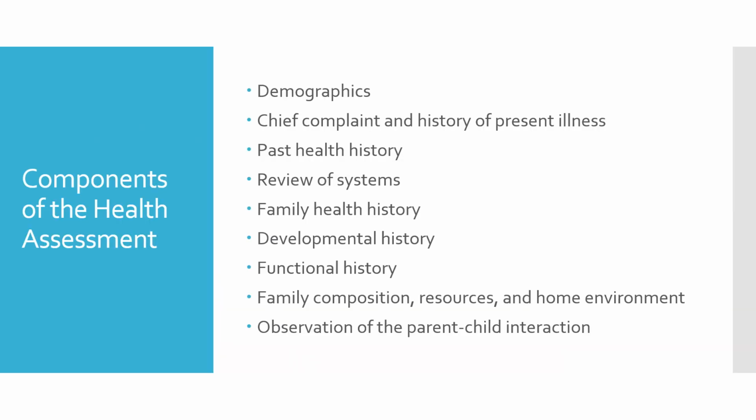As we dive into the health assessment, nurses need to obtain detailed information that can be acquired by asking about the demographics, their chief complaint, past health history, reviewing each of the systems, talking about family health history, developmental history, functional history, and really looking into that family composition. What resources do they have available for themselves? What does their home environment look like? And then really, again, observing that parent and child interaction. And we're going to talk about each of these a little bit in more detail as we move through this chapter.